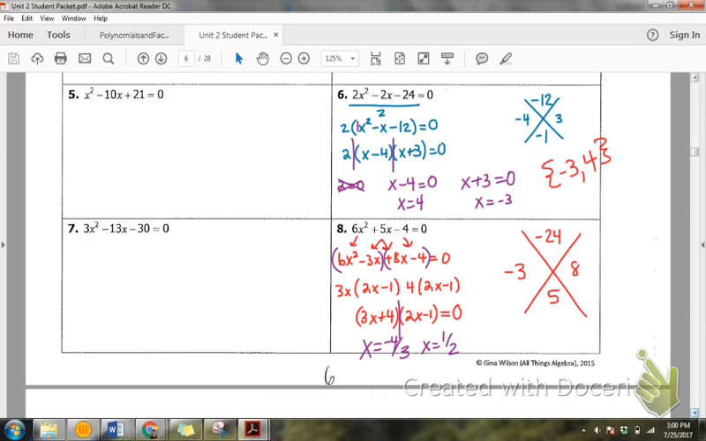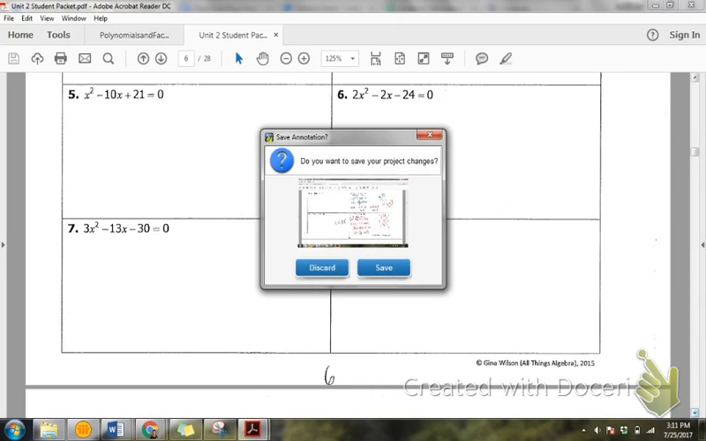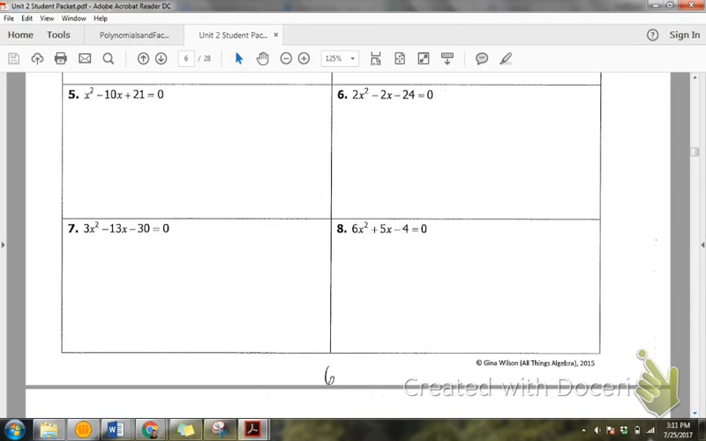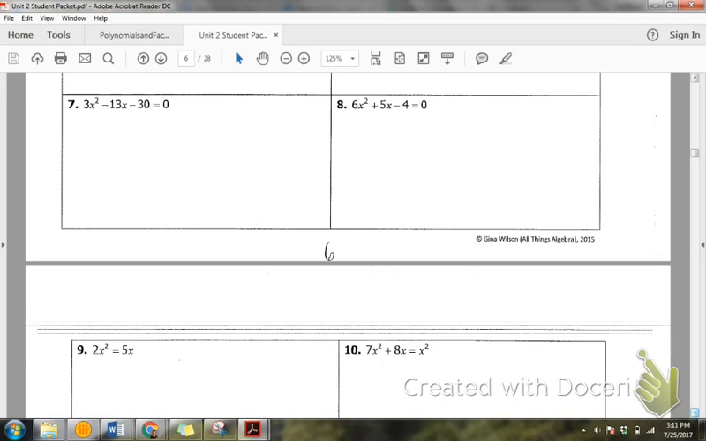All right, so we're going to write our solutions. Negative 4/3, 1/2. All right, let's look at a couple on page 7. We're not going to do a lot of them. We're just going to set them up. So go to page 7. Again, we're not going to do a lot of them. We're just going to talk about how you set them up, okay?